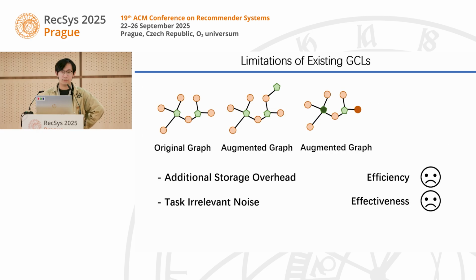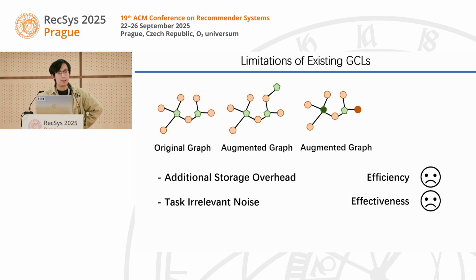But there are some limitations in the existing GCL paradigm. First is efficiency. Most existing GCLs need to build one or more contrastive views and store them, which needs additional storage overhead. Second is effectiveness. Some augmentation processes include operations like feature perturbation or structure perturbation, and this will lead to some task-irrelevant noise.